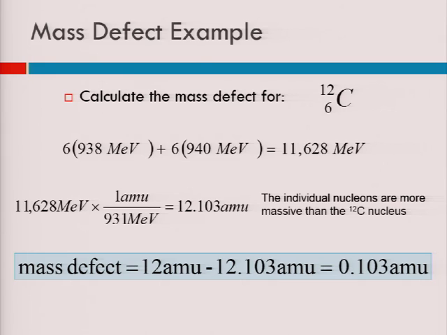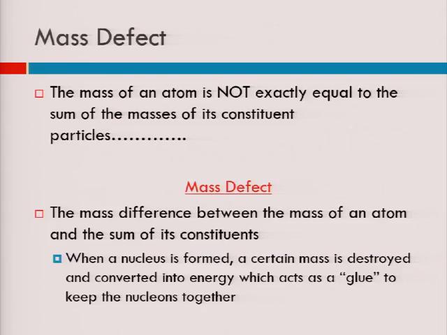So 6 times 938 for 6 protons, 6 times 940 for 6 neutrons. A couple of slides back, it said 930 and 940. Oh, there might have been a typo.